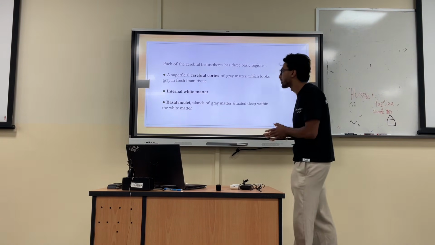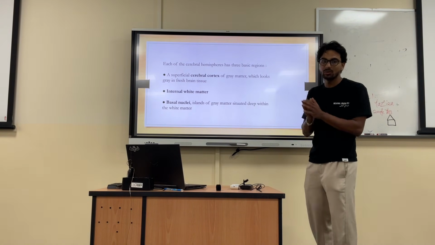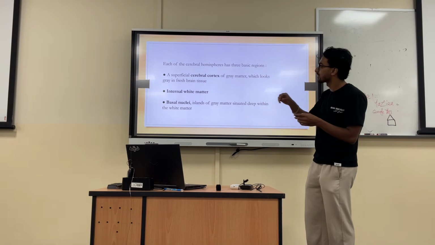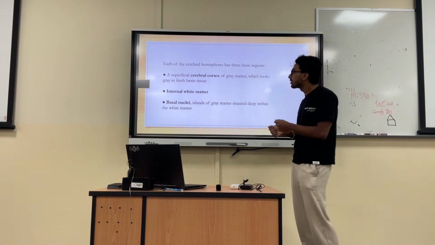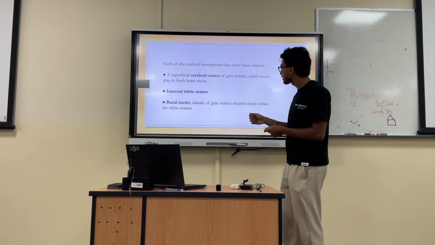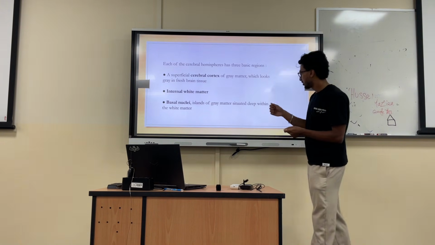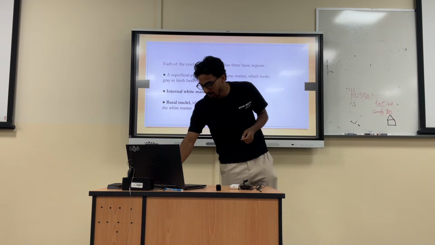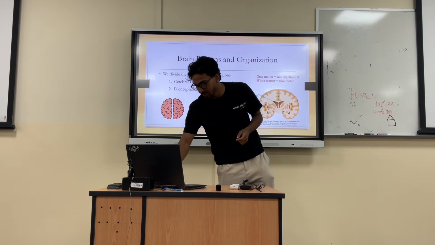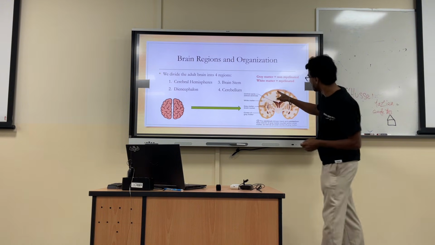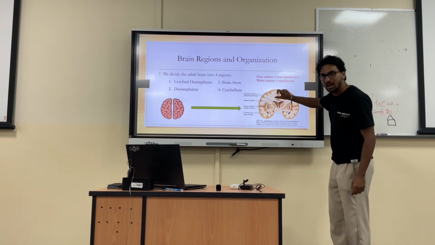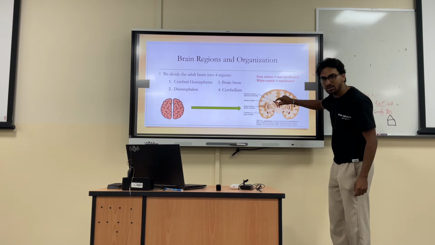Now, each cerebral hemisphere has 3 basic regions. The cerebral cortex of grey matter, which looks grey in the fresh brain tissue, the internal white matter, and the basal nuclei, islands of grey matter situated deep within the white matter. Now, I just want to go back up as a reference picture, as I said. Over here, this is the cerebral cortex, this is the white matter, and the nuclei, the grey matter in between, these are the basal nuclei.